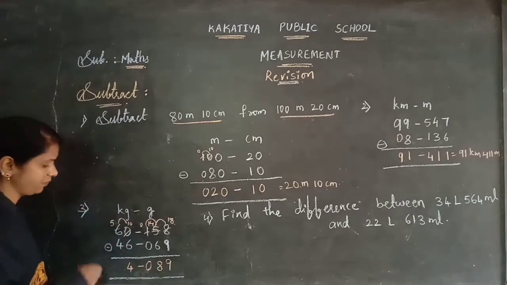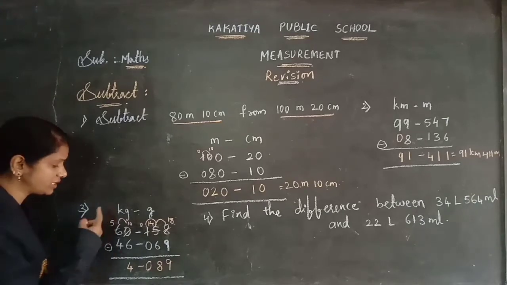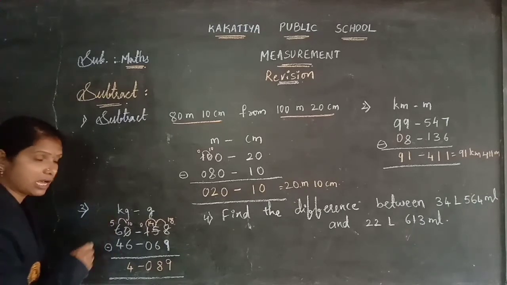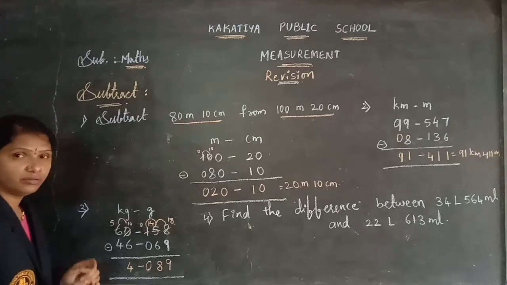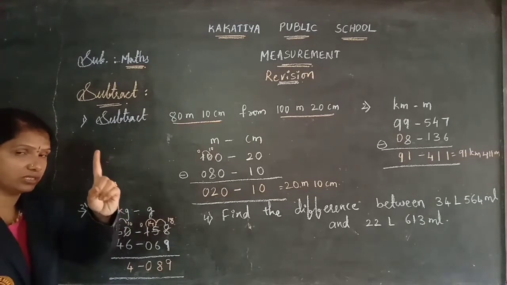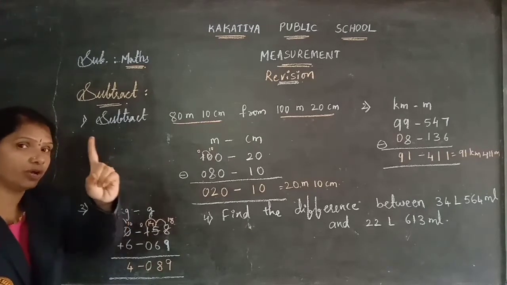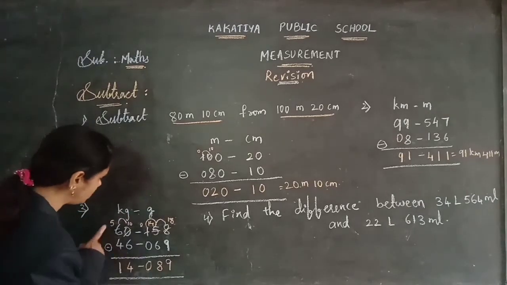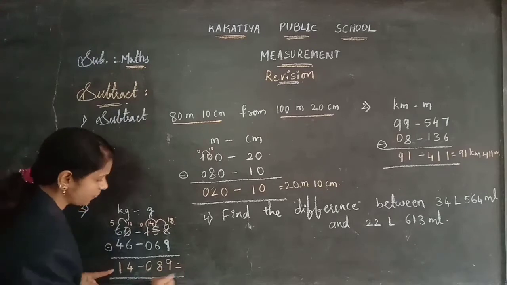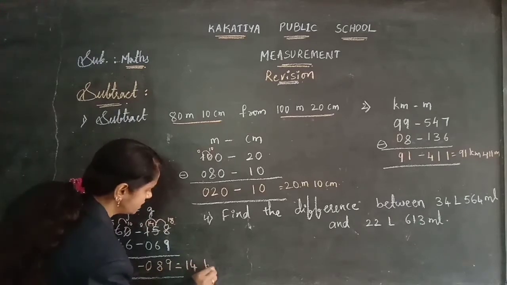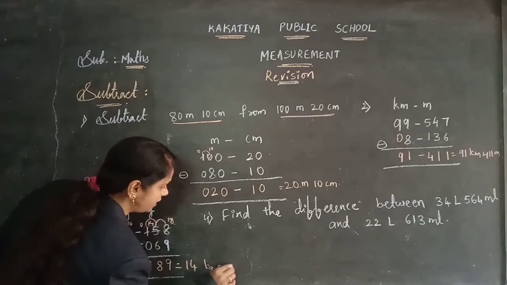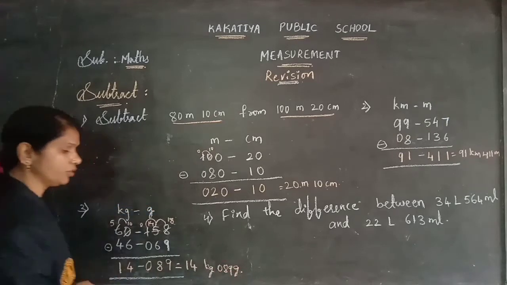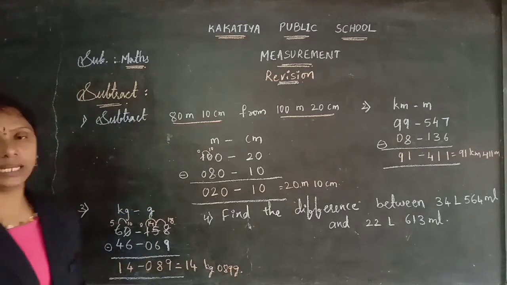So 4. And 5 minus 4. You can start counting from 4 to reach the upper number 5. So 4 after 5, I require 1 number to reach the 5. Or else 5 minus 4 is also 1. So 14 kgs 89 grams. Okay, the answer is 14 kgs 89 grams.